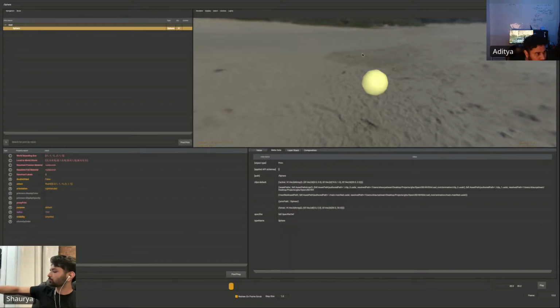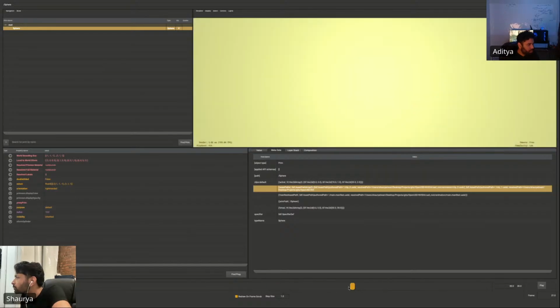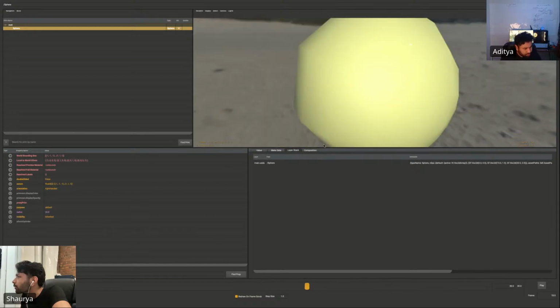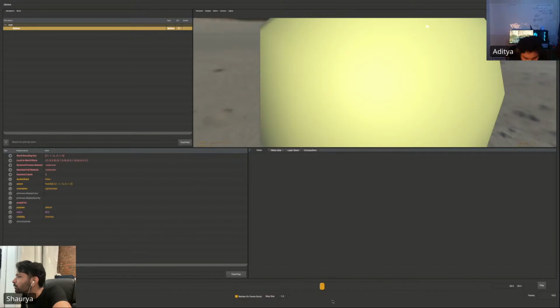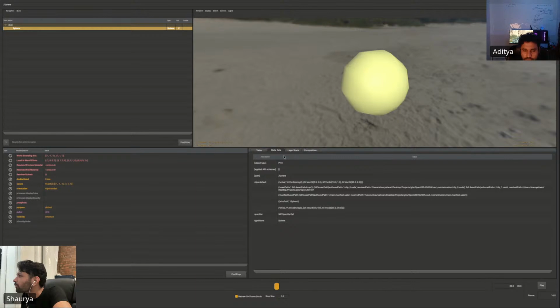So what values are changing? Can we see the property values over here, the attributes? That's what I'm trying to see in the metadata. Composition, sphere, value. Value is nothing. Okay.